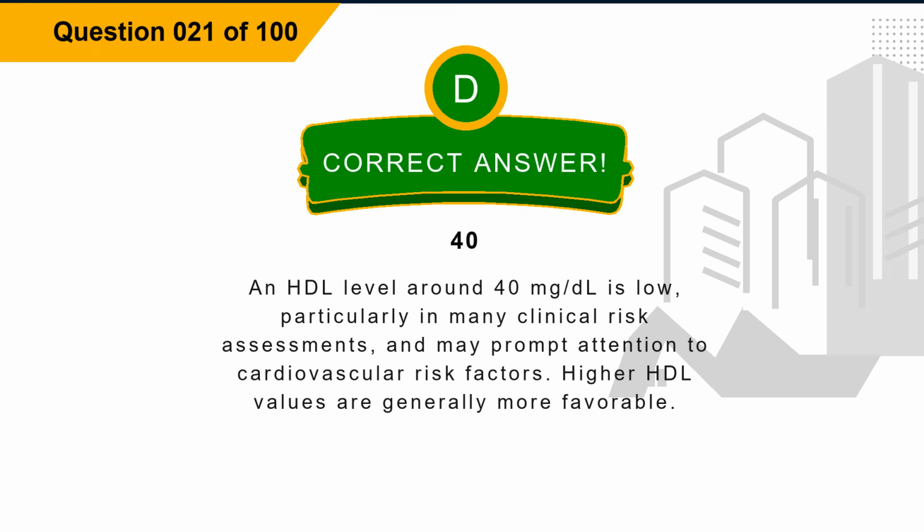Explanation: an HDL level around 40 mg/dL is low, particularly in many clinical risk assessments, and may prompt attention to cardiovascular risk factors. Higher HDL values are generally more favorable.